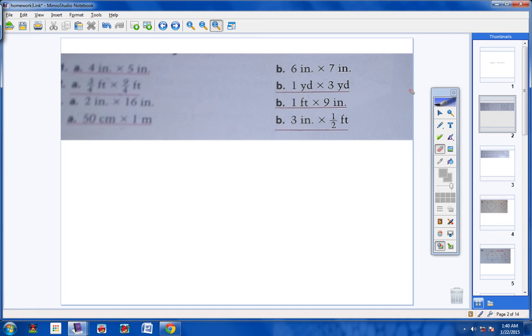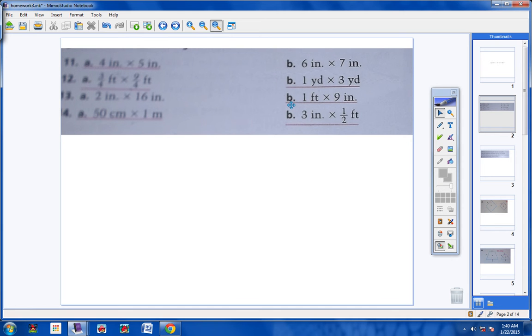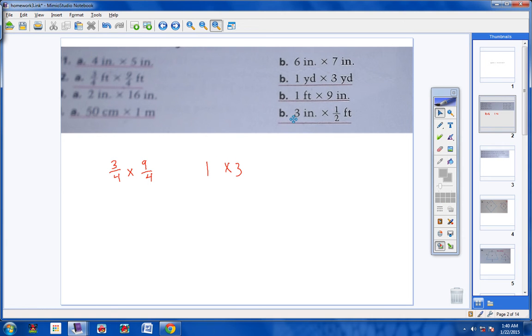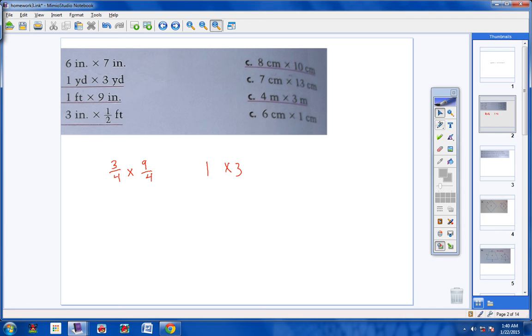Let's try the next one now, number 12. Alright, we have 3/4 and 9/4. So there's one dimension, 3/4 by 9/4. I think I'll go ahead and put all 3 of these up here. Then I have 1 yard by 3 yards. And then 7 by 13.